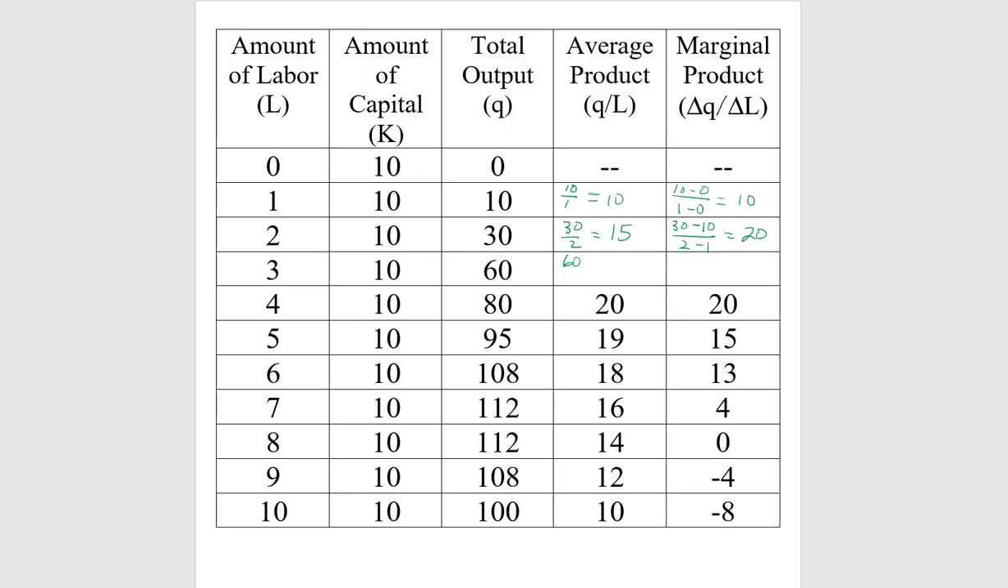We have 60 units of output over 3 workers. That's 20 units of output per worker. When we hire that third worker, what happens? 60 minus 30, right? Where we ended up minus where we start, over 3 minus 2. Our denominator here has always been 1. I intentionally set the table up to be very simple like that. So the denominator is 1 because 3 minus 2 is 1. We were only going up by 1 worker. We get 30 units of output when we hire that third worker.